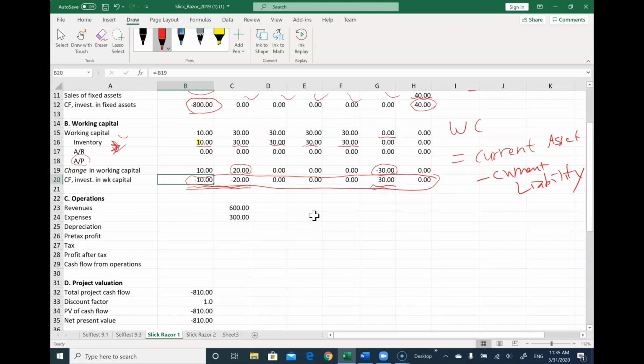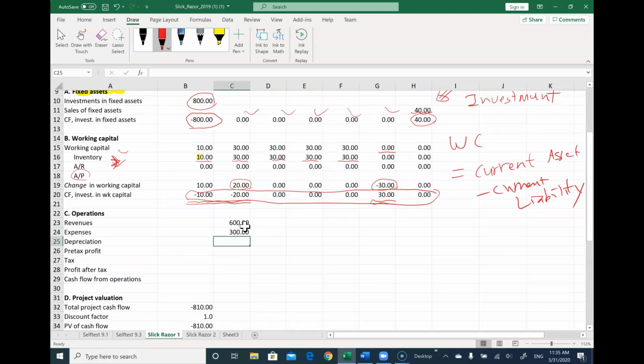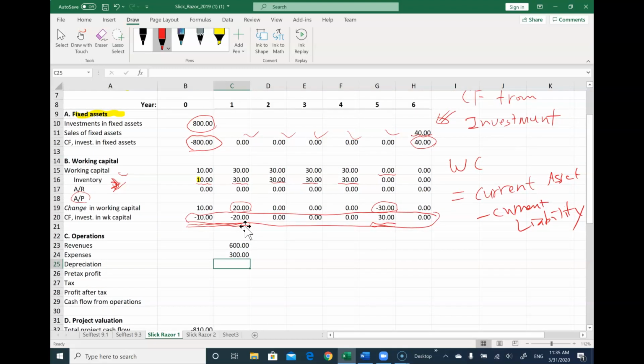Okay. Now, the third item that we have to consider is the revenue the project will generate, right? So according to the question, this project will last for 5 years, and from year 1 to 5, it's going to generate the revenue of $600 million. Okay, and the expected expense is $300 million.